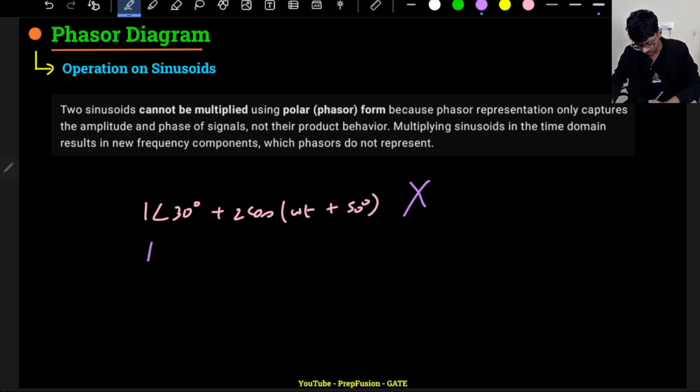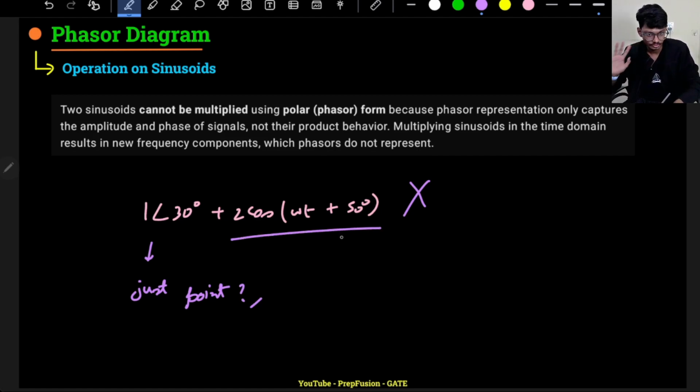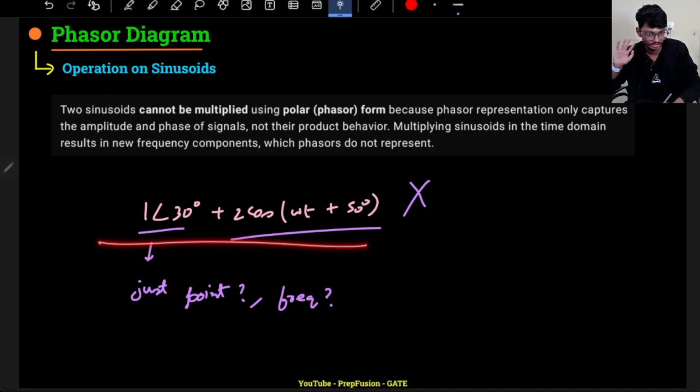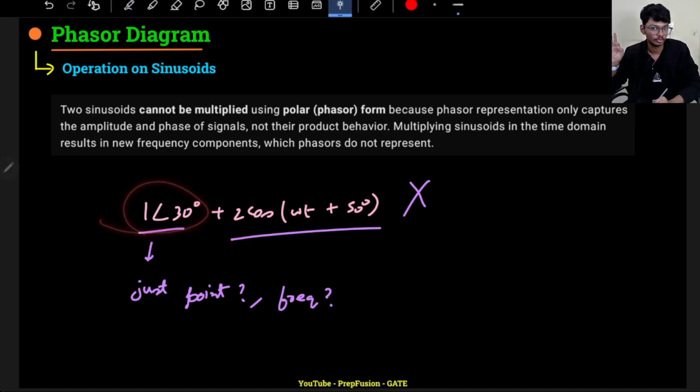Is it just a point? Just a complex number? Or does it have a meaning? Or is it a frequency dependent term? I don't know. Okay, I know this is a sinusoid, but what is this? Is this a phasor that has a frequency of omega t? Or it can have a different frequency as well, right? The frequency is also not known. So I cannot simply do this operation because the frequency is not known to me.